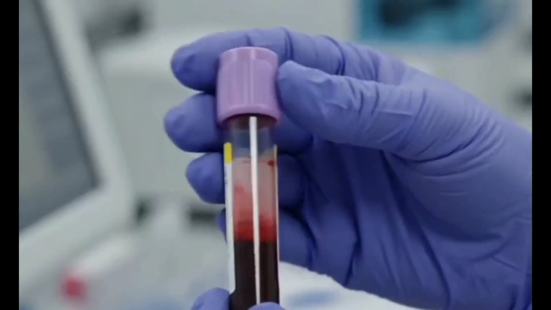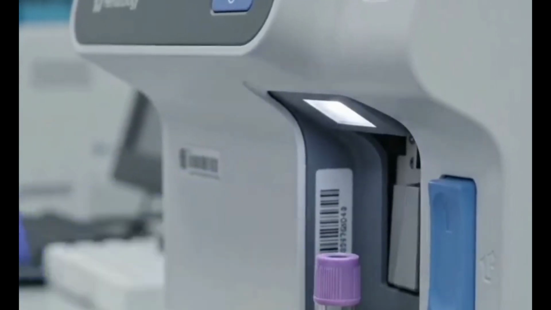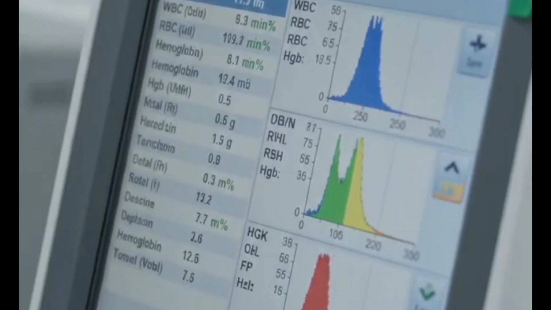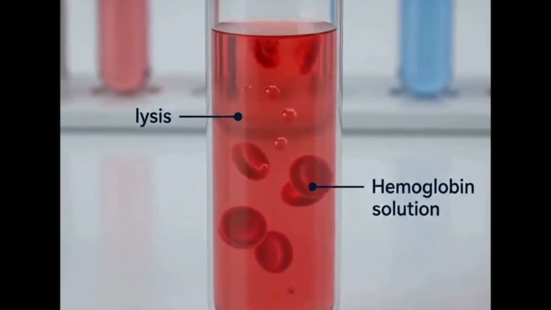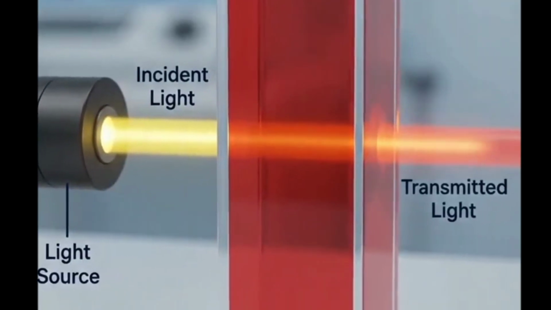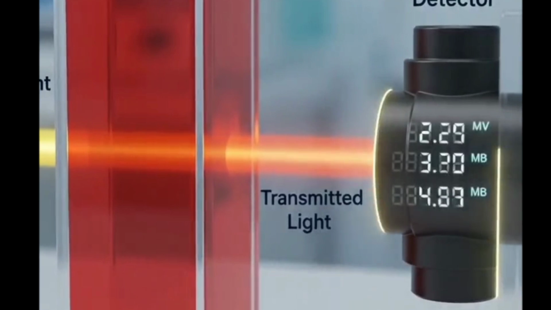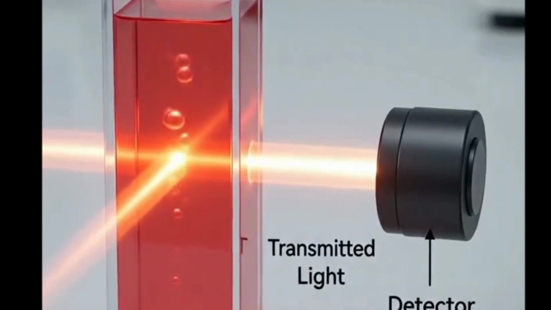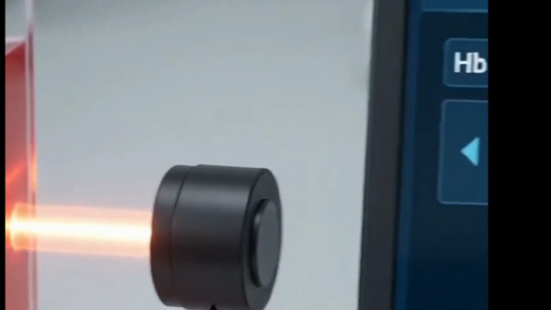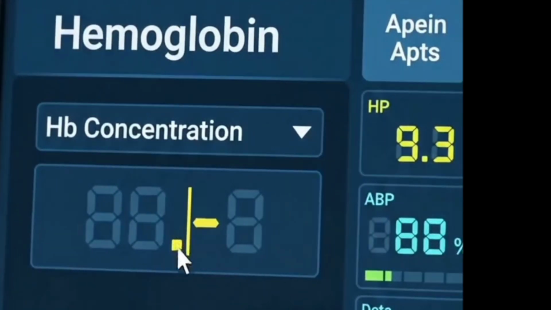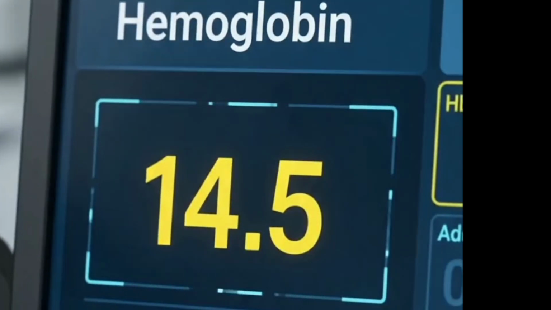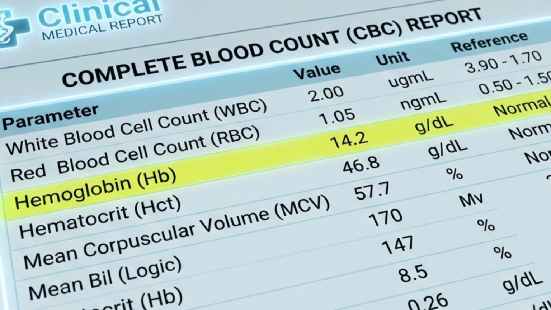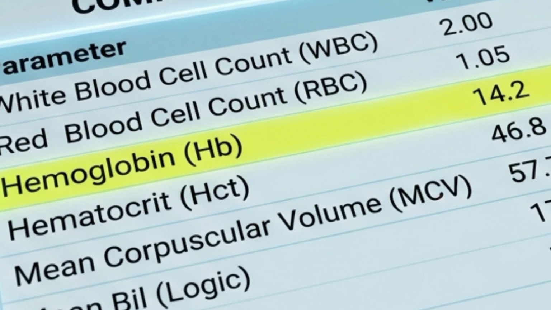How hemoglobin is measured in the laboratory. In modern laboratories, hemoglobin is measured automatically using a hematology analyzer. First, a special reagent is added to lyse or break open the red blood cells, releasing hemoglobin into the solution. The analyzer then measures the hemoglobin concentration using spectrophotometry. In this technique, a beam of light passes through the hemoglobin solution, and the instrument measures how much light is absorbed. The amount of light absorbed is directly proportional to the hemoglobin concentration, allowing an accurate measurement. The result is then reported as part of the complete blood count.